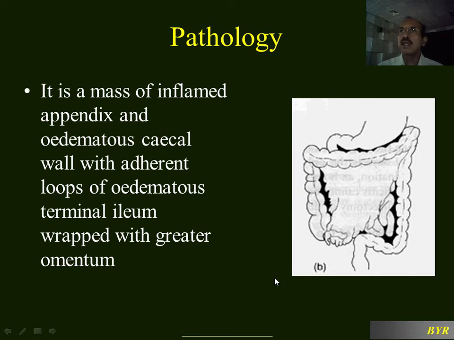All these structures that are there in this mass are edematous. That means ileal loops and cecum, appendix, everything is edematous. And everything is adherent to one another.